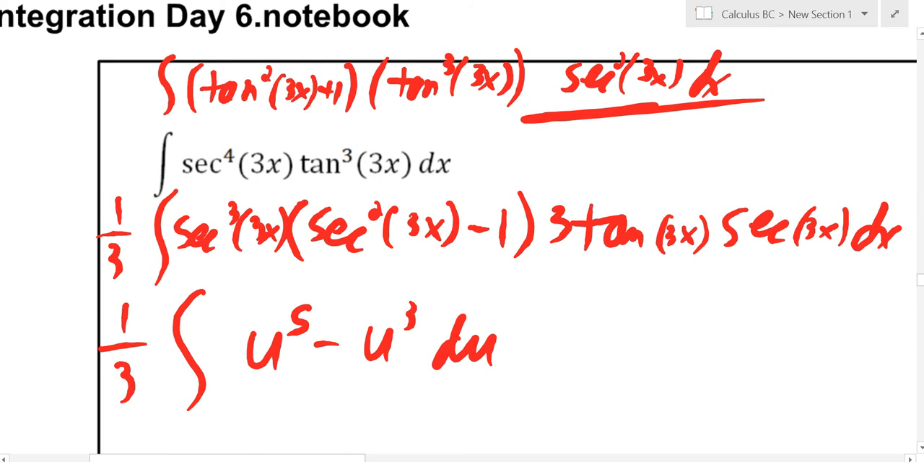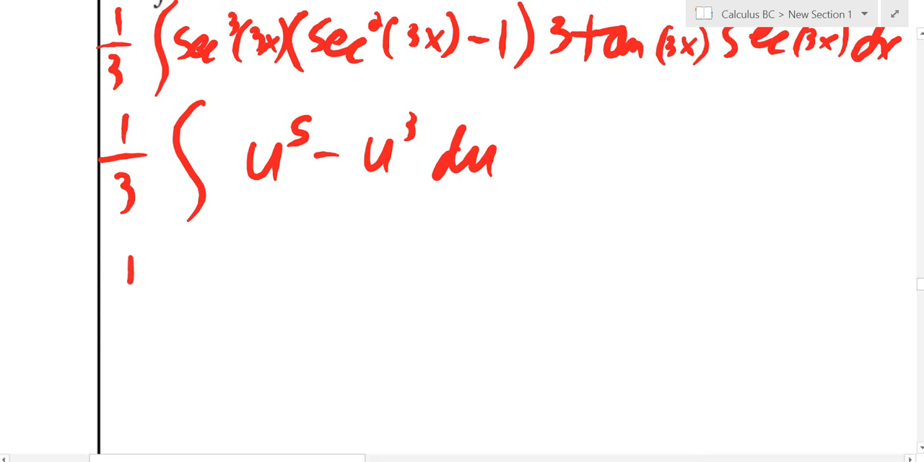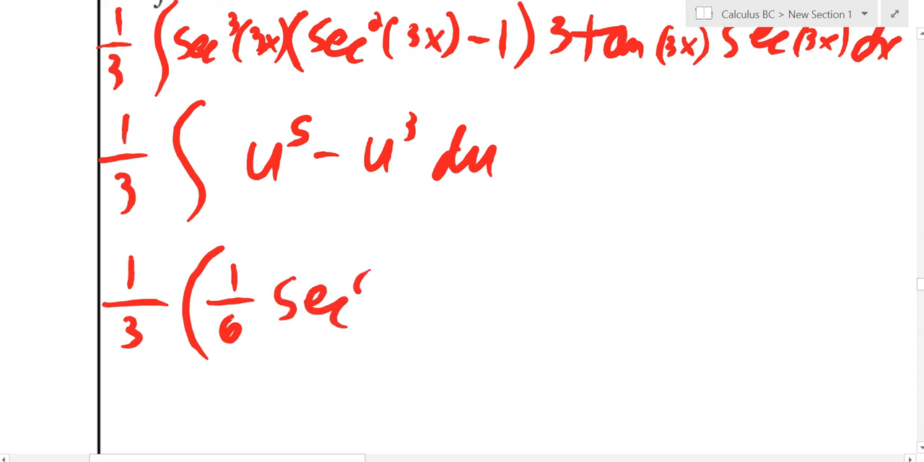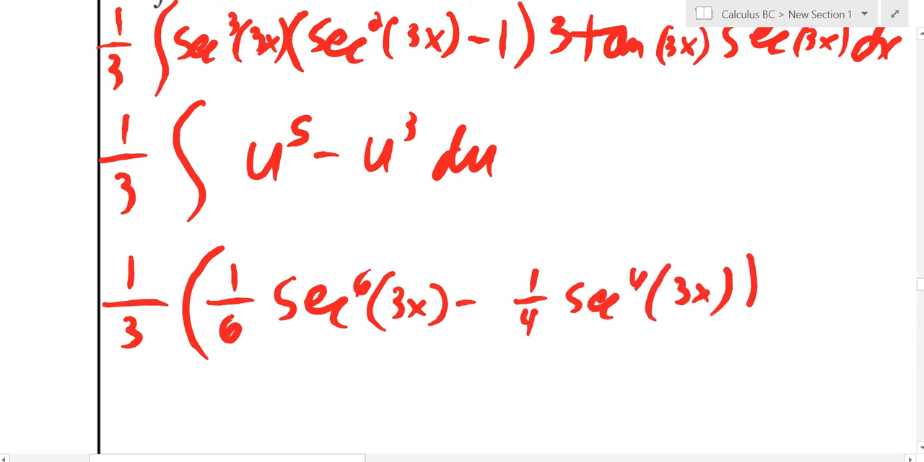Yeah, you would still need 1/3 out there. But when we integrate this, the first way I did it, you get 1/3, so this is going to become 1/6. Now in this case, I did it with u as secant. So it's going to be secant to the 6th of 3x minus 1/4 secant to the 4th 3x. That's the first, that's if u was secant. Okay? So sometimes you got options, you can do either one. I don't know, whichever one you like better. They're both about the same amount of work.